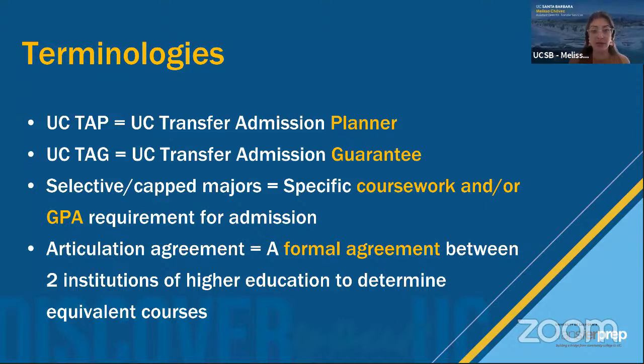Last, I mentioned Assist already. Assist.org is where we have all of our articulation agreements. An articulation agreement is a formal agreement between two institutions of higher education to determine equivalent courses. So it's very, very helpful if you're interested in transferring to the UC, and all of you are because you're here with us today. And it is especially helpful as you prepare for your major preparation. So a couple of terms we wanted to make sure you all are crystal clear on.